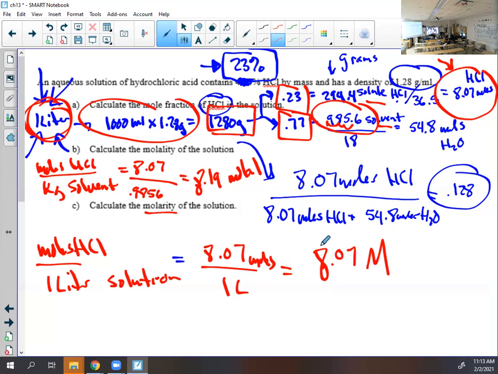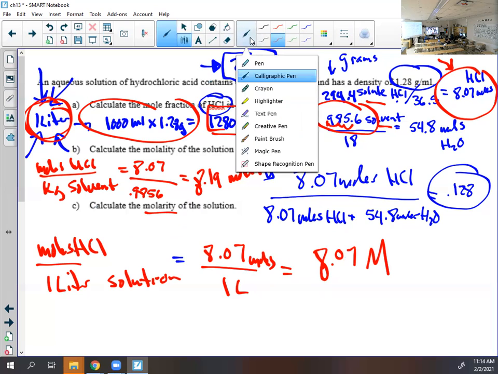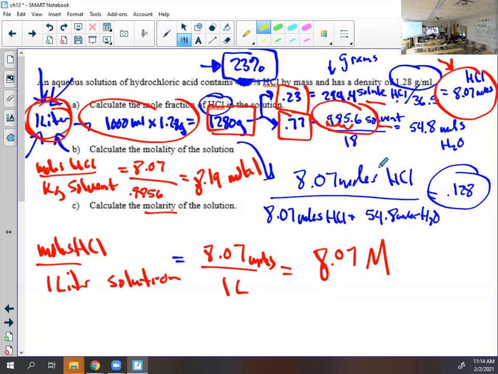So there are our three answers. Let me highlight them. Our mole fraction is 0.128. That math will lead us pretty quickly into molarity. Our molality ended up to be 8.19. Hideous, but it's there. And our molarity is 8.07. Okay, I hope that sort of clicked.